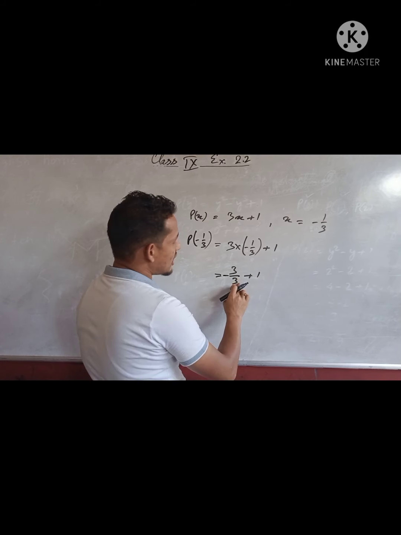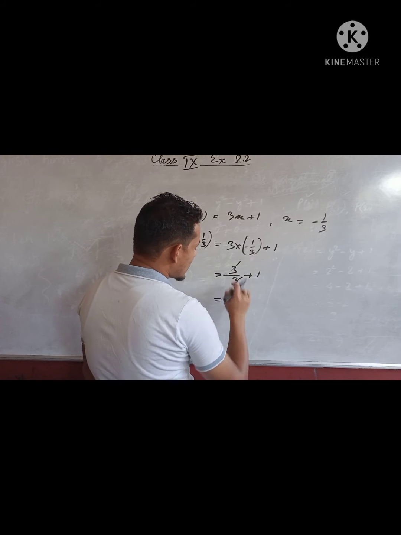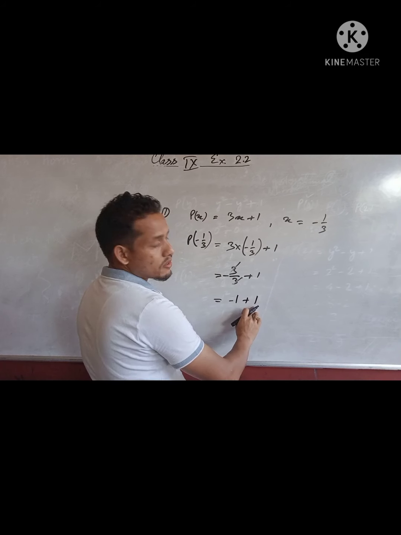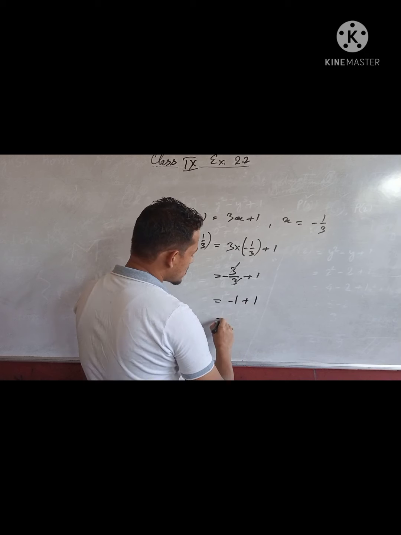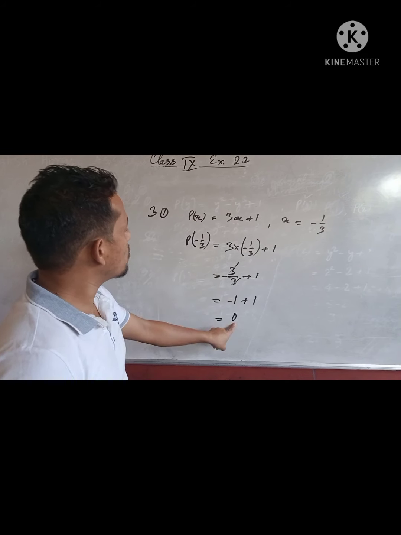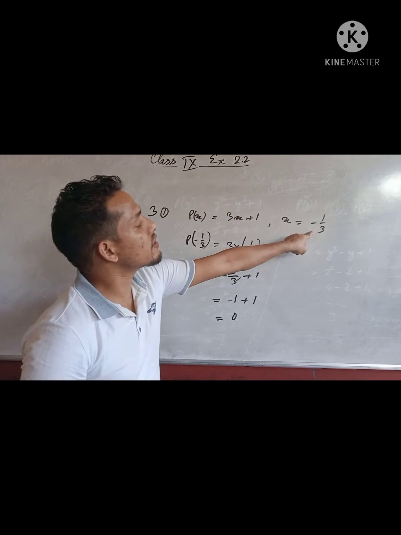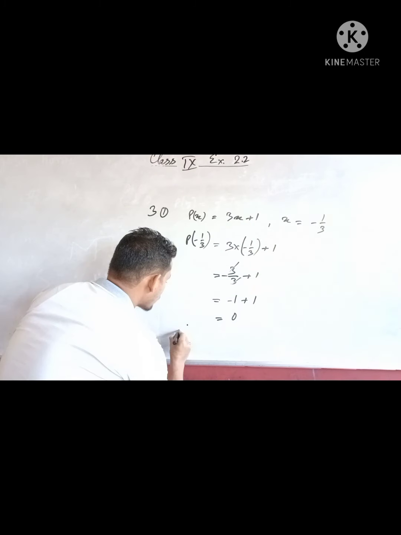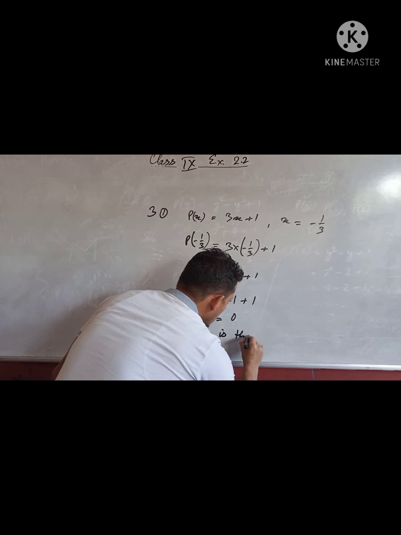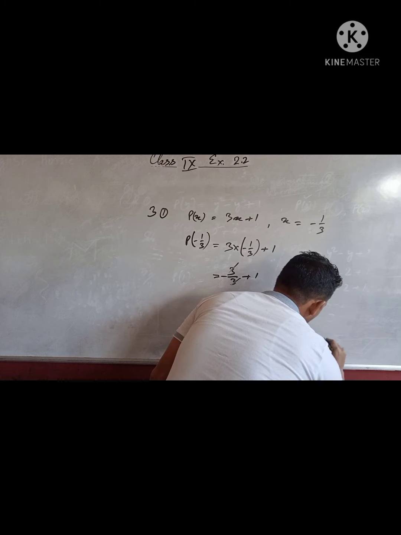Now 3 and 3 you can cancel. Cancel this 3 and this 3. So when you cancel, your answer will become minus 1 plus 1. So 1 minus 1 is 0. So we have got the value of this polynomial as 0 when we are using minus 1 by 3 as x. That means this is a zero of the polynomial. So what you will write here? Therefore, minus 1 by 3 is the zero of the polynomial.